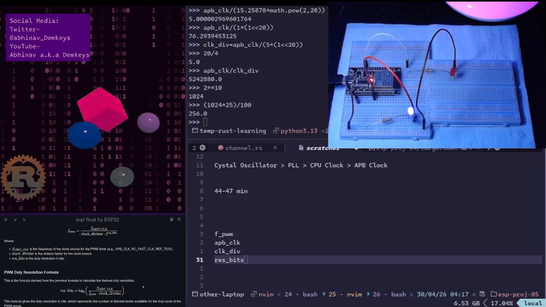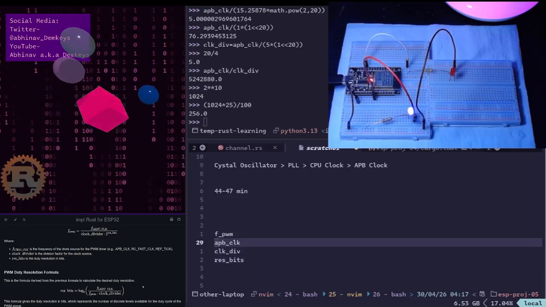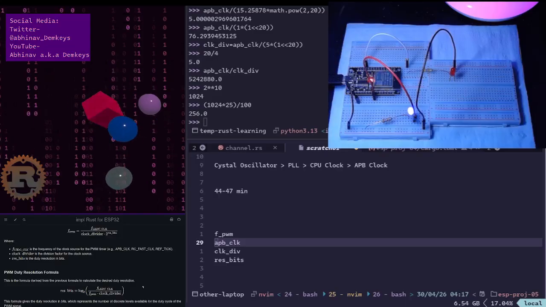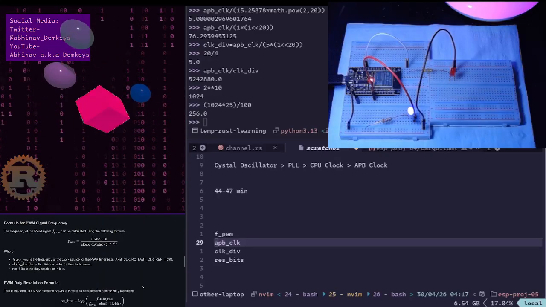Now we cannot change the APB clock. I mean, for the sake of this example, let's say we cannot change the APB clock. I'm also glad that I'm on this page here. I just realized that because I'm looking at this on different screens.